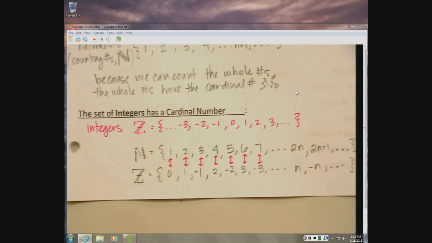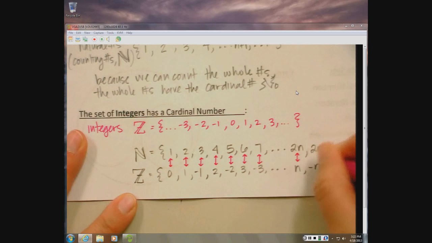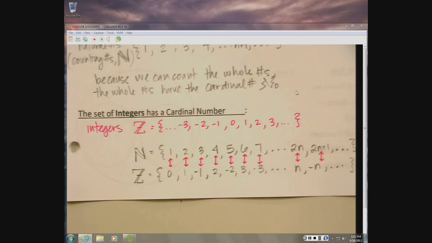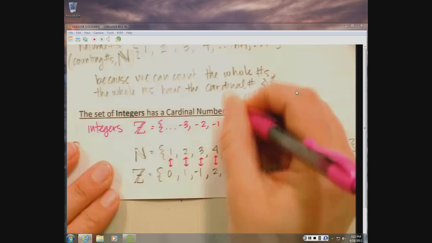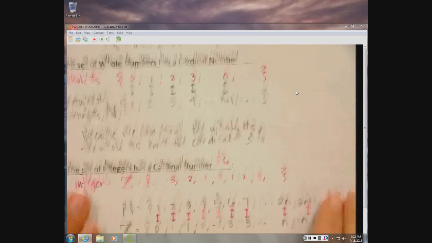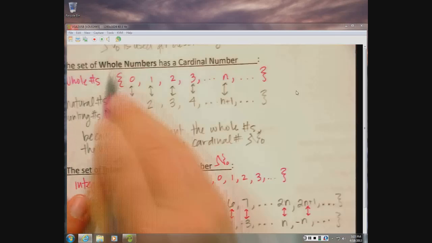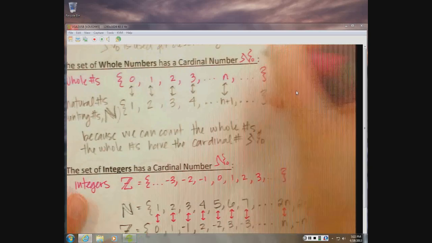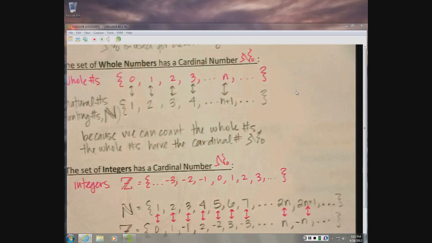Now, because we have figured out a way to count every single integer, both positive and negative and 0, in a systematic method, and we can come up with some sort of general rule or a process to follow, we can say that the set of integers has the cardinal number aleph naught. And I don't think I wrote it up here. Can you guys fill this in as well? The set of whole numbers has the cardinal number aleph naught as well. Because we can count the whole numbers and we can count the integers. Go and flip your paper over.